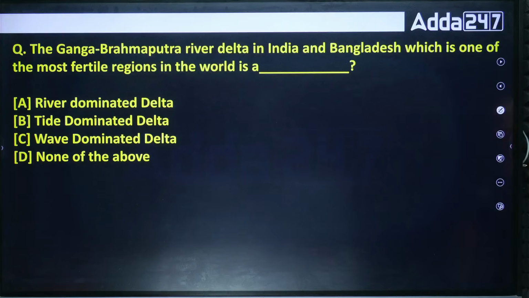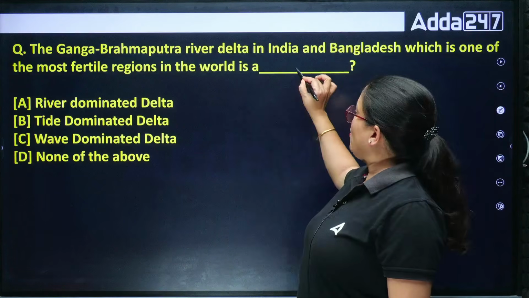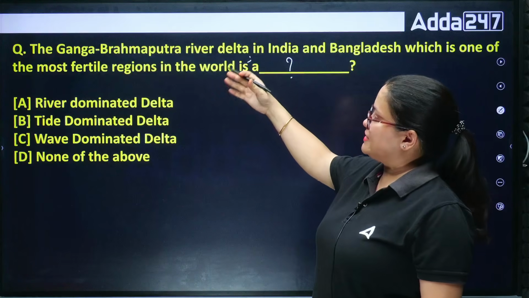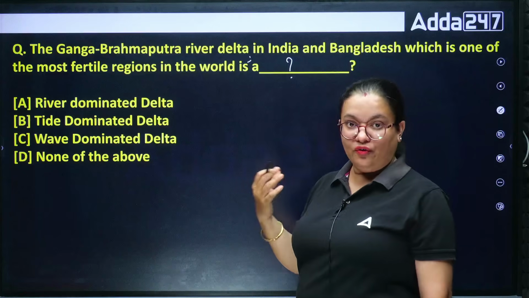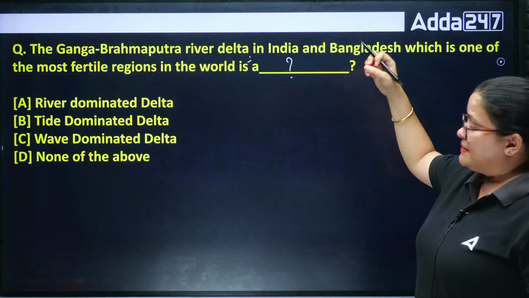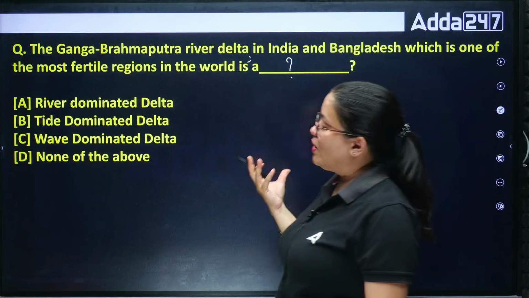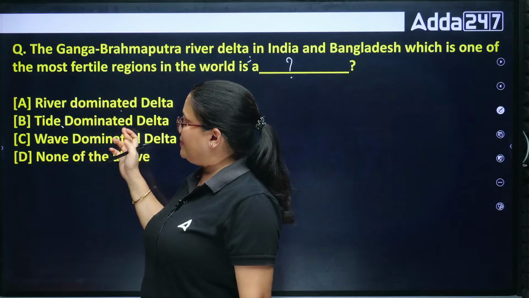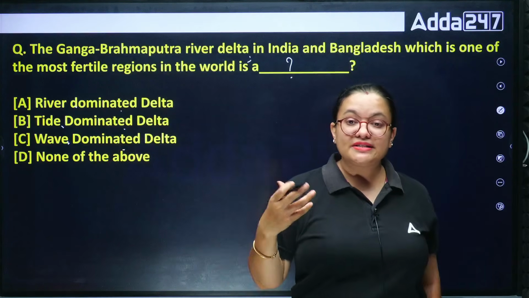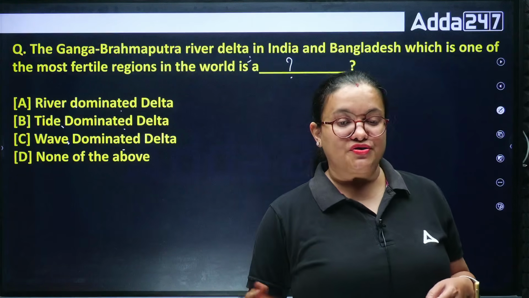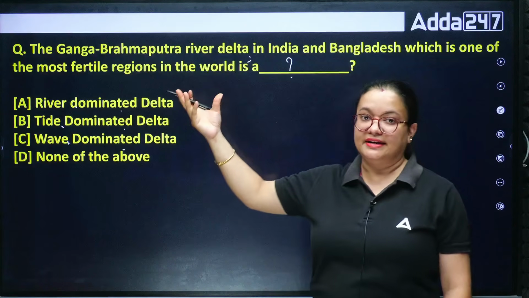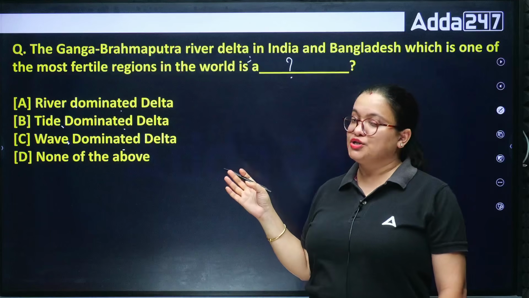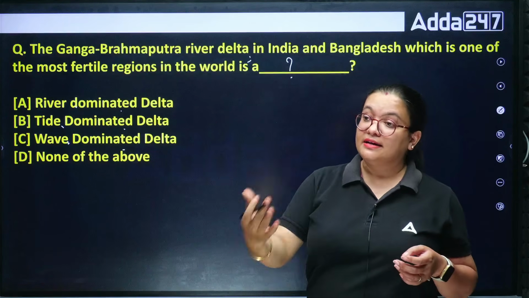The Ganga Brahmaputra river delta in India and Bangladesh, which is one of the most fertile regions in the world, is what? So what is the example of this? As we all know, the Ganga Brahmaputra river delta is the biggest river delta of the world. So this particular area is also known as what delta? River dominated, tide dominated or wave dominated delta. So this is also a unique and important question. Most of the time we know about the largest delta, but today's question is what type of delta it is.